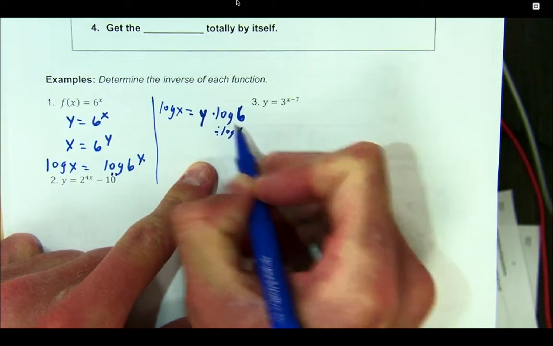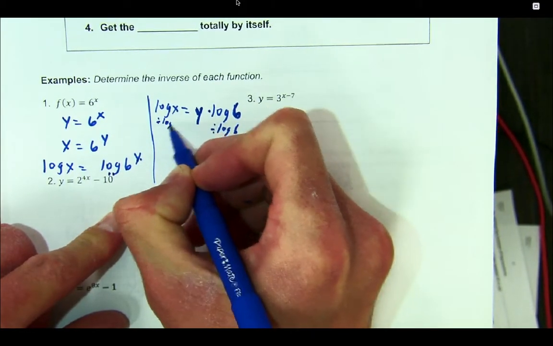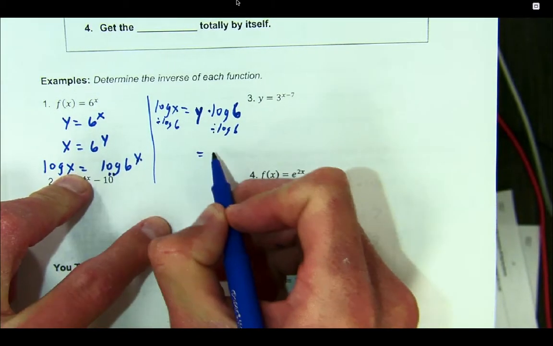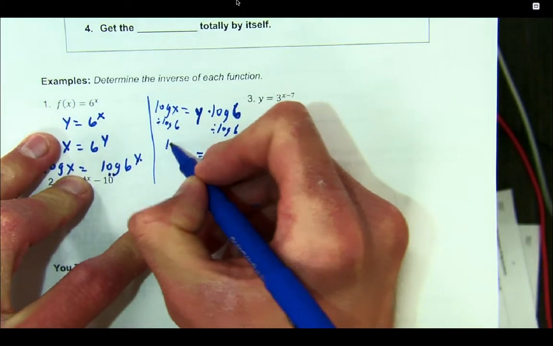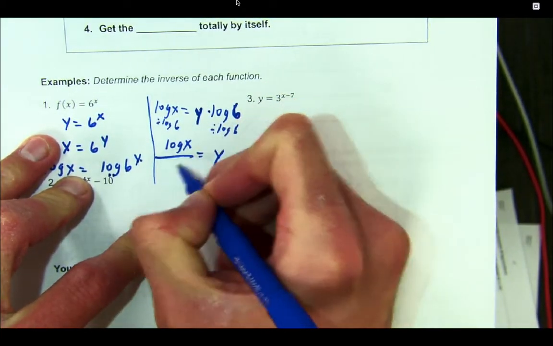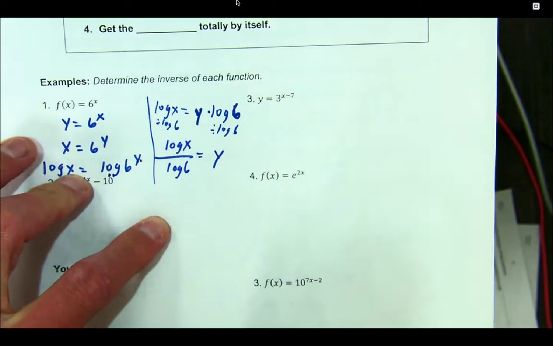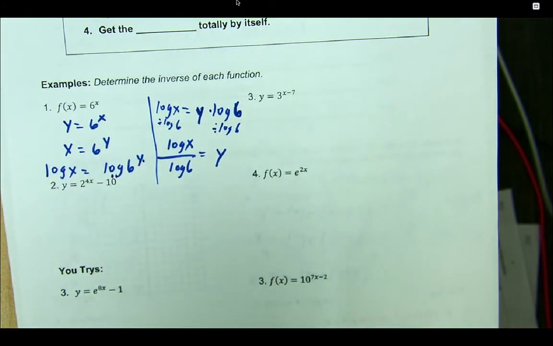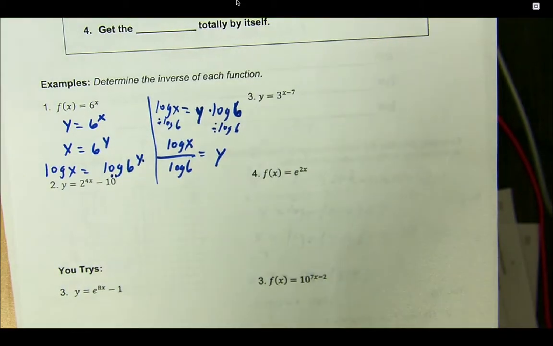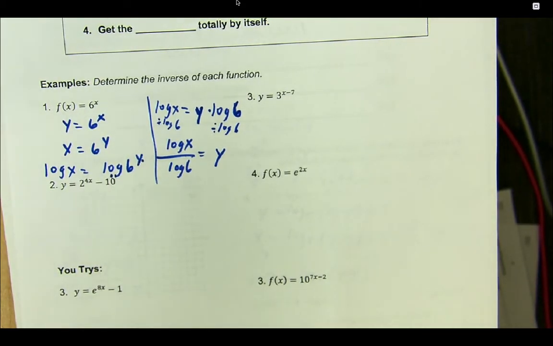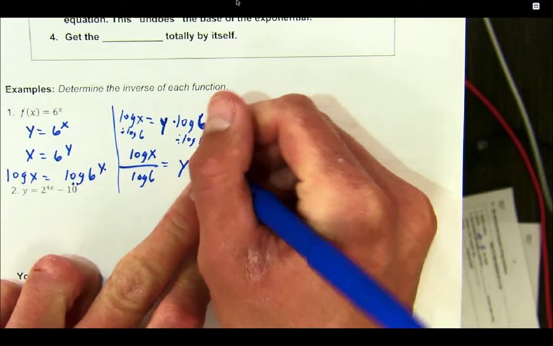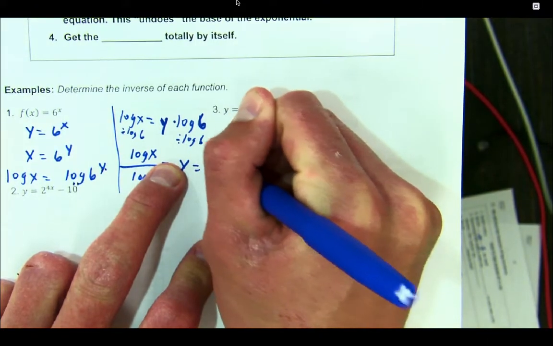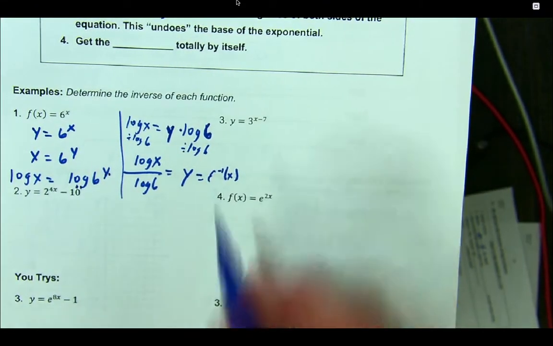You will divide each side by log of 6. So your final answer here is y equals log of x divided by log of 6. And you can rewrite this in exponential form, or excuse me, inverse function notation form.